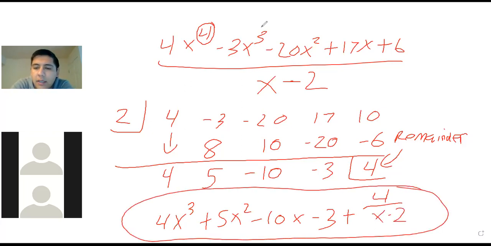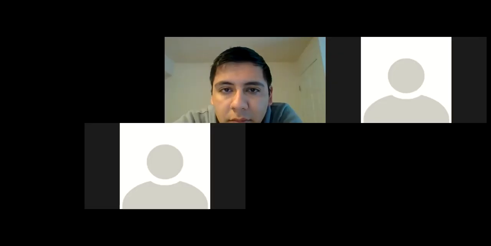Okay, that's pretty much it, because since we can't do anything with that 4, we're just going to say that that 4 still needs to be divided by that x minus 2. And that's how we would write out that answer.